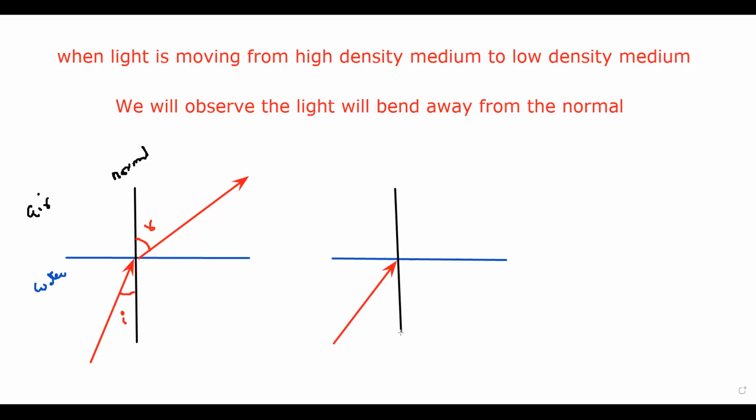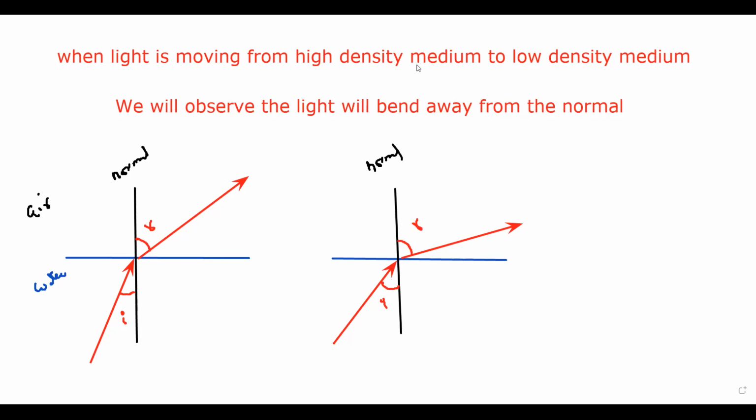So this is an imaginary line which is perpendicular to the surface. That imaginary line is known as the normal. And then when the light is traveling from water to air, again it will bend away from the normal. As the angle of incidence is increased, the angle of refraction will also increase. So the angle between the normal and the incident ray is the angle of incidence, and the angle between the normal and the refracted ray is known as the angle of refraction.